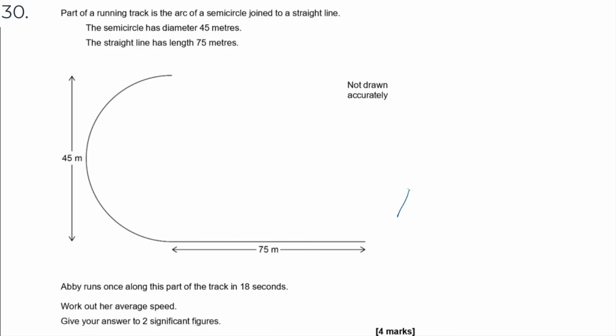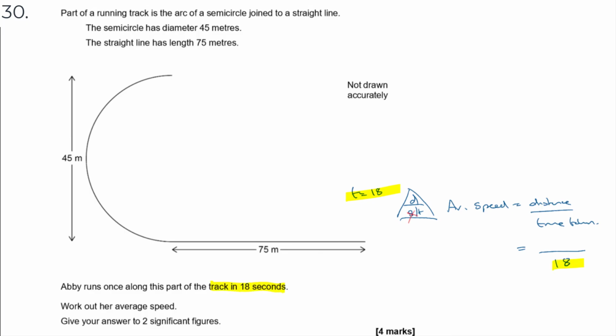Well, we should know average speed from the DST triangle. If I want to work out speed, then it's going to be distance traveled divided by time taken. So average speed equals distance traveled divided by time taken. Okay, so do we know any of those things? Well, we know the time. T is equal to 18, so we can sub 18 in straight away, and that's the time taken.